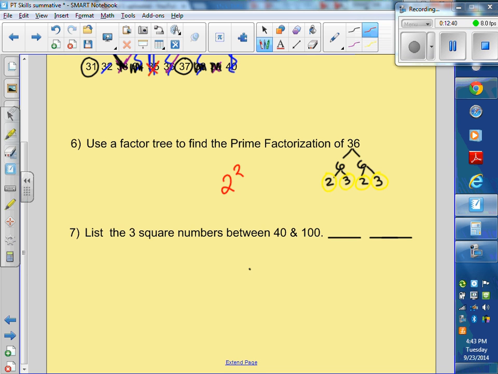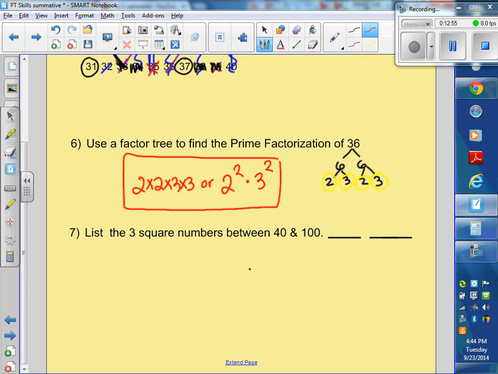2 squared times 3 squared, or you could do expanded form. Both of these are correct. Either one would get you all the points.